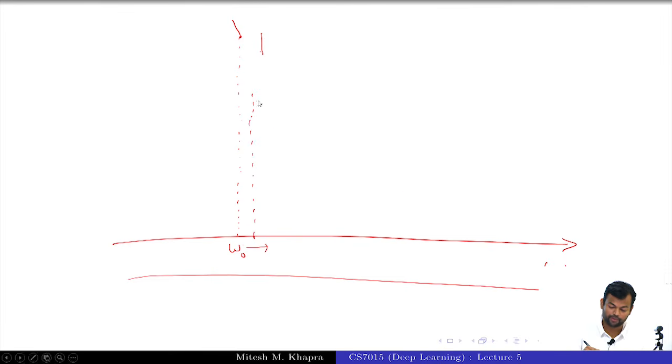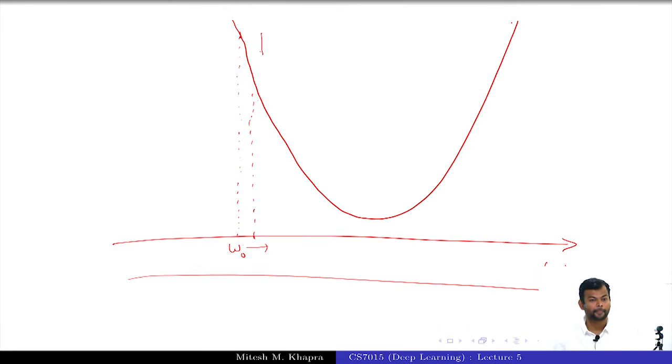What's the derivative at this point? Okay. Now what's the derivative here? Positive, negative? Negative, right? When I'm increasing W, my loss function is decreasing. So my dL/dW is going to be negative. This is positive, this is negative, right? Okay. So again, I'll move in this direction.